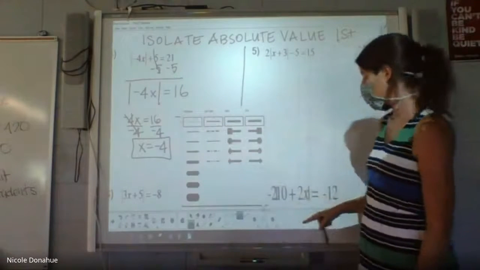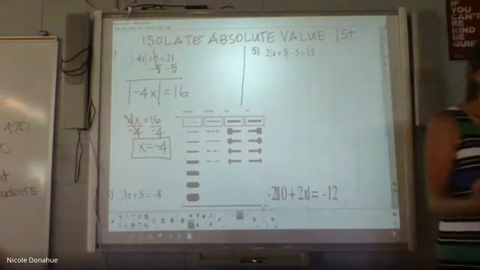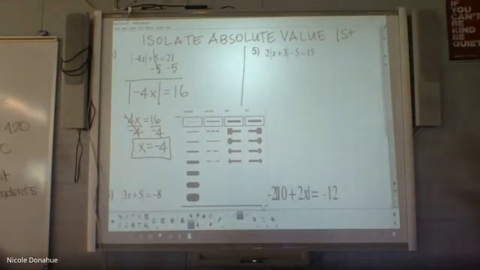So 5's a little bit trickier because it has more going on than just something being added or subtracted. What do we need to do in number 5?